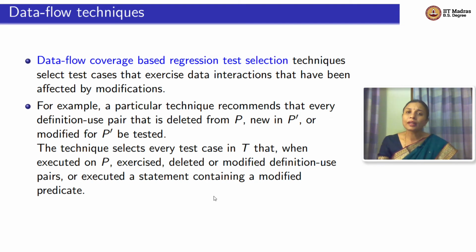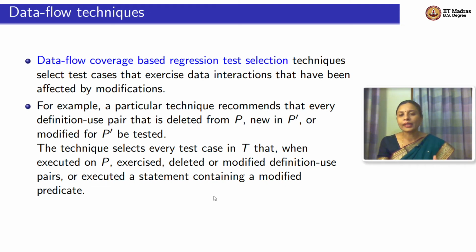The next is, remember we saw data flow coverage criteria when we did graph-based testing. So there are regression testing techniques available based on data flow coverage criteria. They basically exercise the data interactions, definitions and uses, that have been modified in the process of getting P prime from P. So for example, a particular data flow technique recommends that every definition-use pair that was deleted from P or is added newly in P prime be tested all over once again.